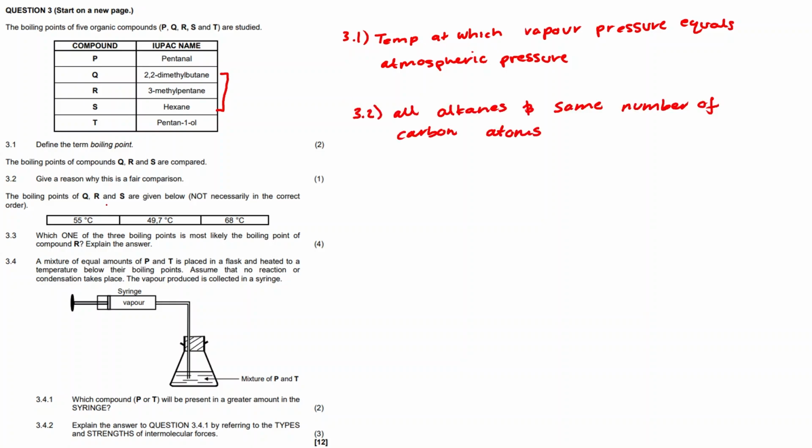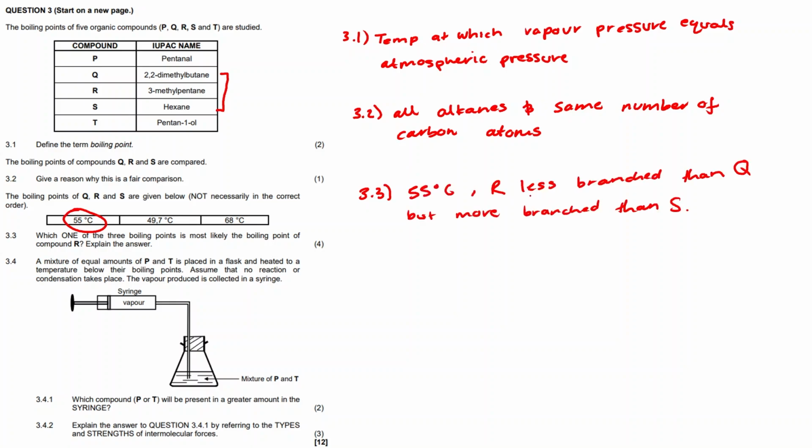The boiling points of Q, R, and S are given below, not necessarily in the correct order. Question 3.3. Which one of the three boiling points is most likely the boiling point of compound R? Explain your answer. So, compound R, as we can see, is 3-methylpentane. Compound R is less branched than compound Q, as it only has one side chain, whereas compound Q has two side chains. But it is more branched than compound S, which has no side chains. Therefore, it is most likely that compound R has a boiling point that is between the two of them, making it 55 degrees Celsius. So we can say 55 degrees Celsius.